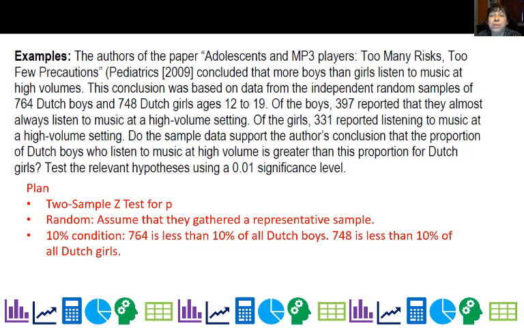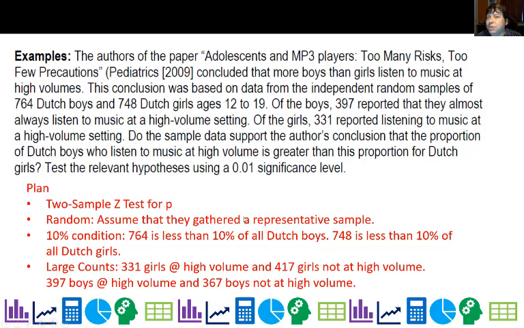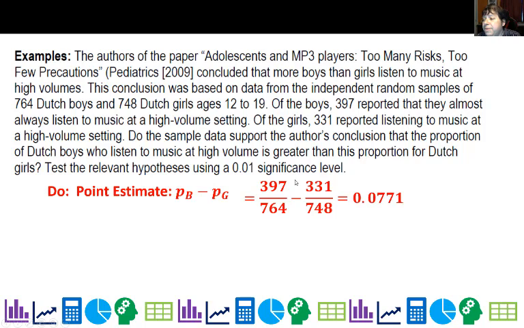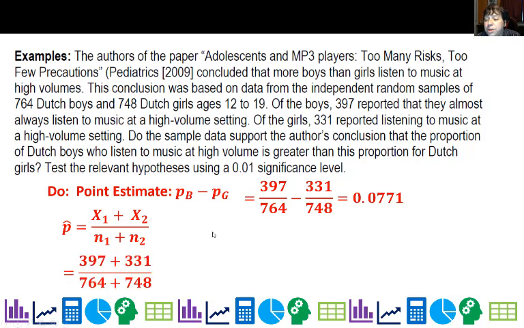I promise you there are more than 7,000 boys in the Netherlands, and girls as well. The large counts, I went ahead and counted the number of high volume girls and not high volume girls, and the number of high volume boys and not high volume boys, and they're all fine. So let's go ahead and do our point estimate, which is the difference. And I get a difference of about 7%, 0.0771. Then I do my pooled proportion, and I get a proportion of 0.481.